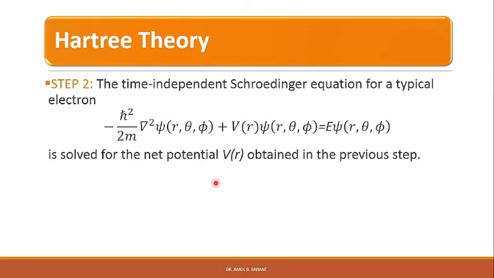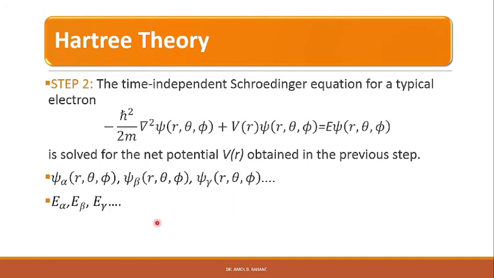Next, the eigenfunctions for a typical electron found in this step are psi alpha of r, theta, phi, psi beta of r, theta, phi, psi gamma of r, theta, phi. These are eigenfunctions for different electrons. They are listed in order of increasing energy, with the corresponding eigenvalues E alpha, E beta, E gamma for each electron with symbols alpha, beta and gamma.